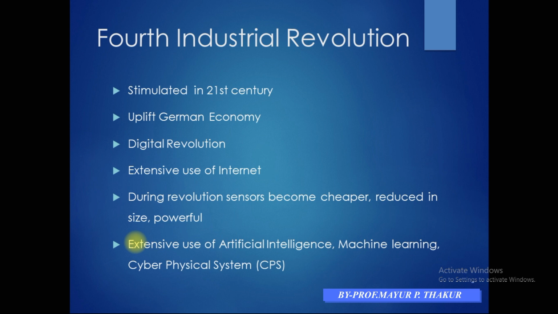There were different sensors and sensing technologies which were becoming very popular. With the introduction of sensors and actuators along with the regular infrastructure, the internet together was able to transform the existing IT-based infrastructure in companies into a more efficient and more connected one. So that was the fourth industrial revolution. Extensive use of AI, machine learning and CPS, that is cyber physical systems, will be used in the fourth industrial revolution.